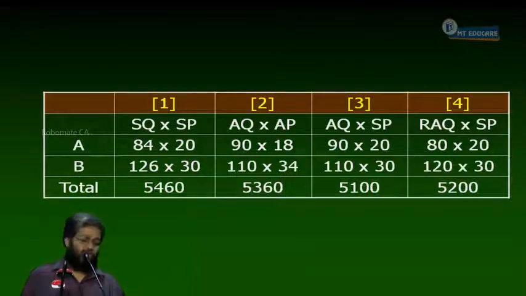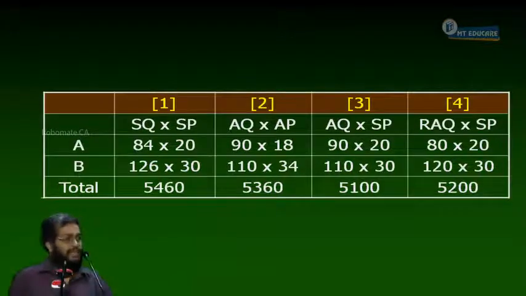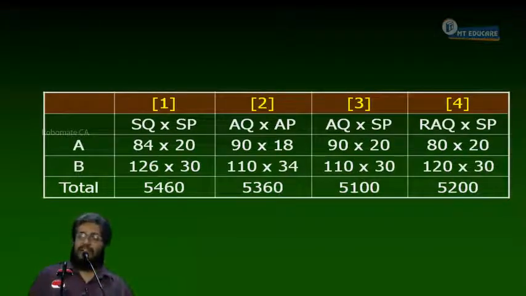Material usage branches into two: the first branch is material mix variance, and the second branch is material yield variance.